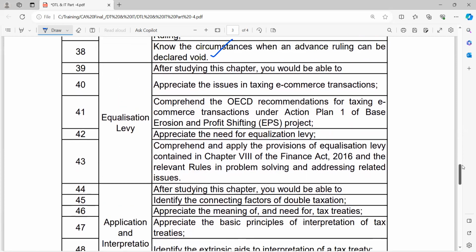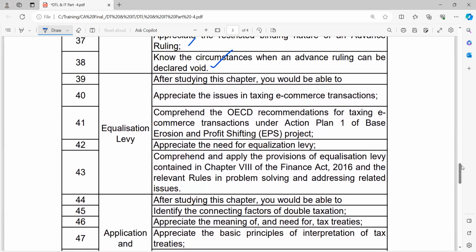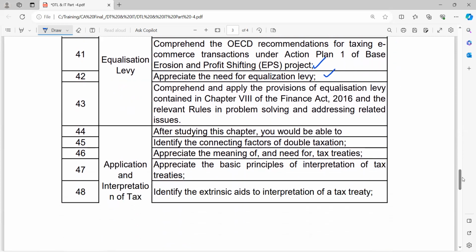Next, from the chapter of equalization levy, you can appreciate the issues in taxing e-commerce transactions. You can comprehend the OECD recommendations for taxing e-commerce transactions under Action Plan 1 of the Base Erosion and Profit Shifting project. You can appreciate the need for equalization levy. You can comprehend and apply the provisions of equalization levy contained in Chapter 8 of the Finance Act 2016 and the relevant rules in problem solving and addressing related issues. This is from the chapter of equalization levy.